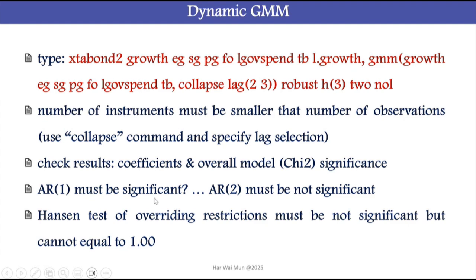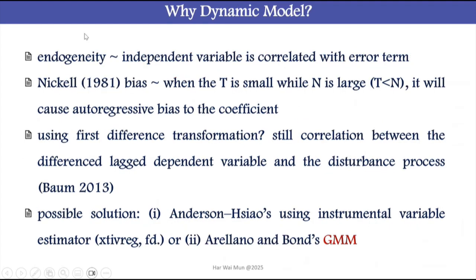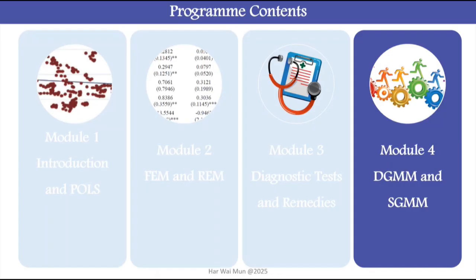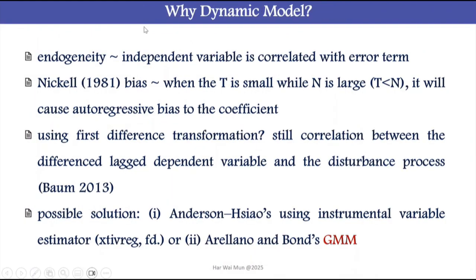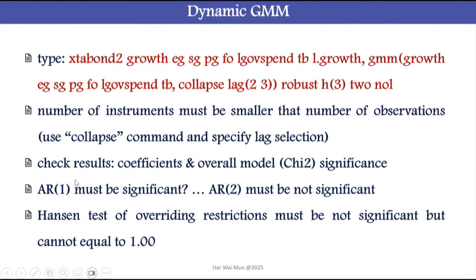Common answer will be yes. If you don't have AR1, that means you don't have this endogeneity, you don't have this auto-regression bias, you don't have all of these problems, then why do you run a dynamic model? It's better to go back to the static model, right? Because you run the dynamic model because you have this problem. So if AR1 is not significant, you don't have all these problems, then why must you run a dynamic model? So there's a question mark here.